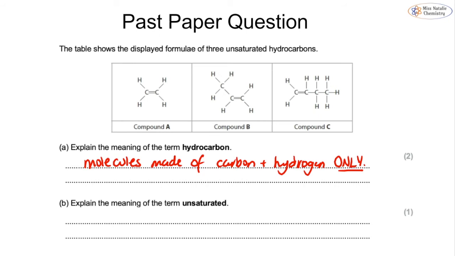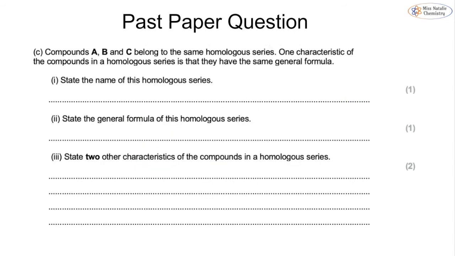And then for part B, explain the meaning of the term unsaturated. Well, when we have unsaturated, it means that carbon to carbon double bonds are present in the molecule. So remember, saturated means it's only single bonds. Unsaturated means we have at least one carbon to carbon double bond. Okay, and you have to be specific that it's between the two carbons. Don't mention any hydrogens when it comes to talking about unsaturation.